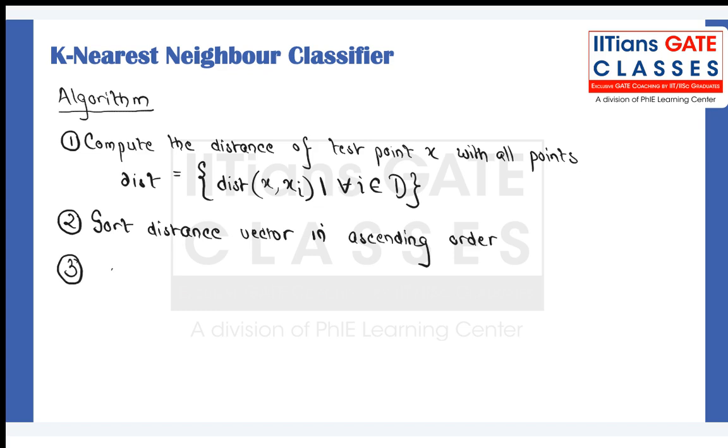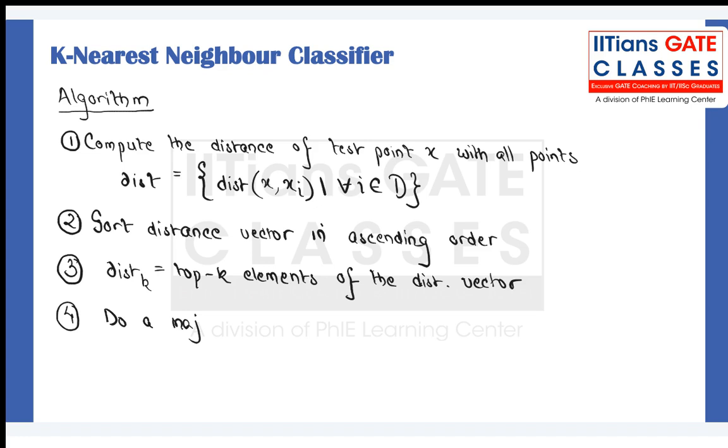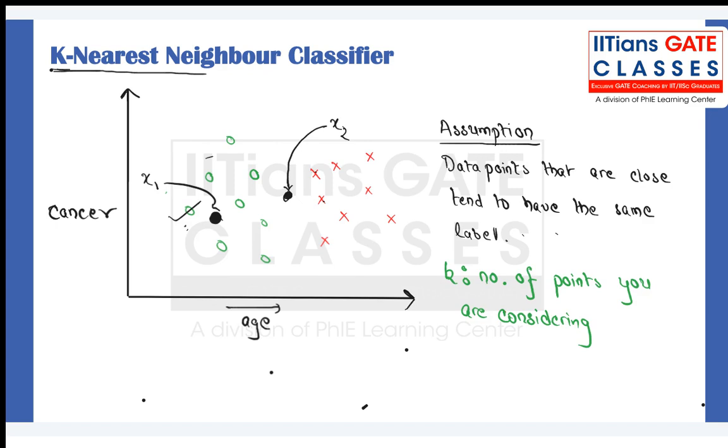Take the top k elements from the distance vector. Dist k denotes the top k elements of the distance vector. Then the last step is to do a majority vote. Let's say my value of k is 4 in this example, and dist 4 contains, let's say, 3 green points and 1 red point.